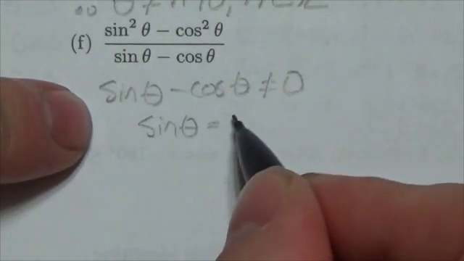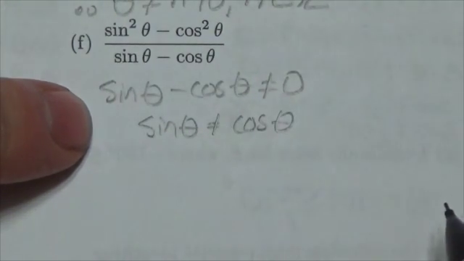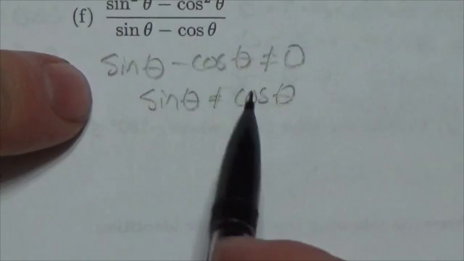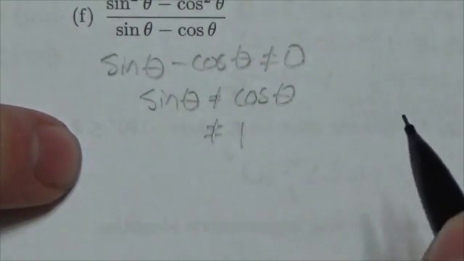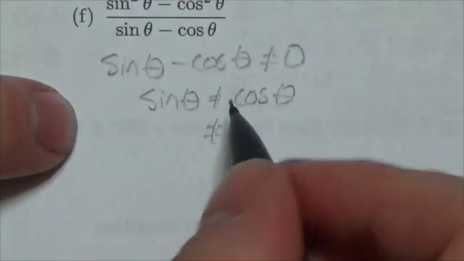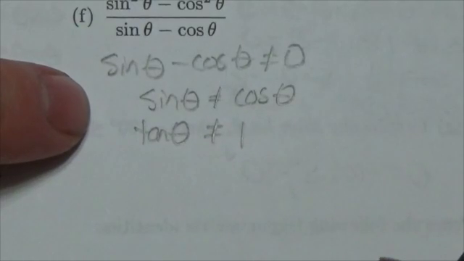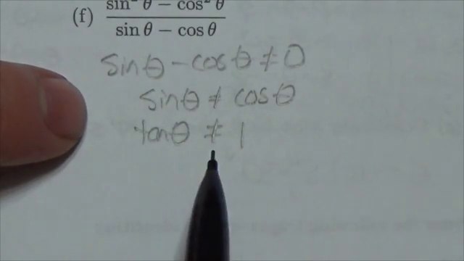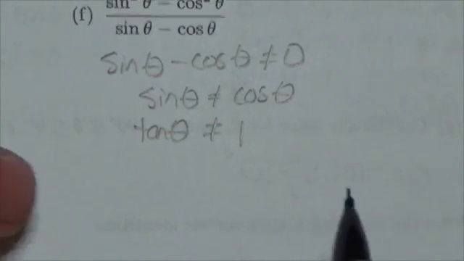I can bring that cosine over and say that the sine of x can't equal the cosine of x. Then I might divide both sides by the cosine of x, and what that gets me on the right-hand side is just 1, but on the left-hand side, sine divided by cosine is tangent. That's a wonderful transformation in this problem. So really, the issue here is we can't allow tangent to be equal to 1.